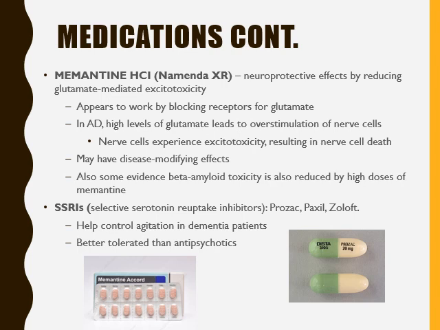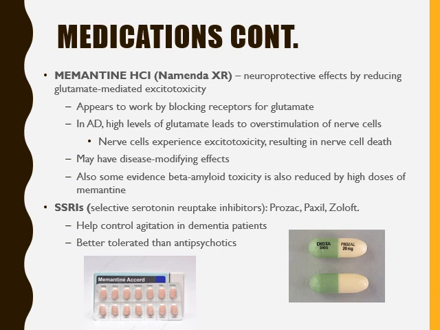So remember, in Alzheimer's, the glutamate levels lead to overstimulation of the nerve cells. And so when they get overexcited, unfortunately, you can kill them. So basically what this will do is reduce that overstimulation. And so they have seen some success with memantine, because you don't overstimulate the nerve cells, so therefore you have less cell death happening.